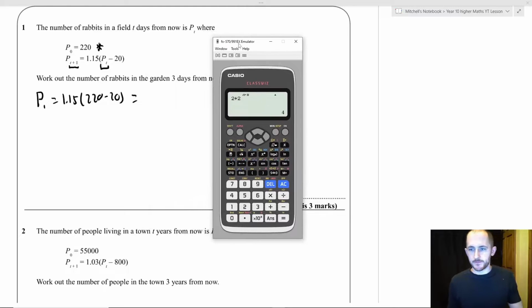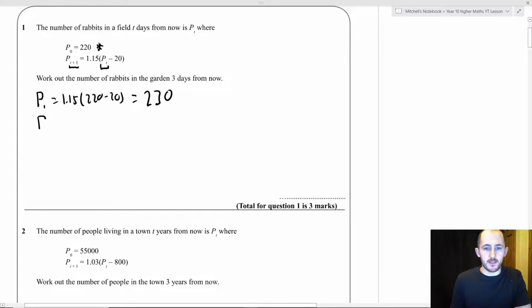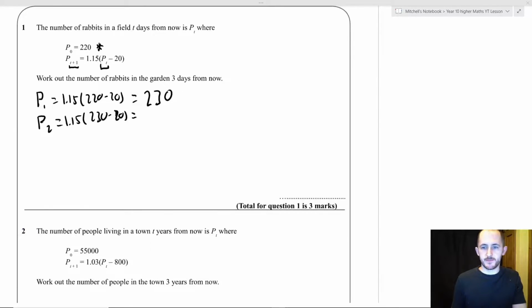1.15 bracket 220 minus 20, 230, and then you'd keep going. So this is one way to do it, and I'm doing it the long way just this once so I can show you a shortcut, which again, I know some of you have already expressed that you know what to do. And then all we do is we change that to 3. And then we're going to keep going. 241.5. And then lastly, p_3.